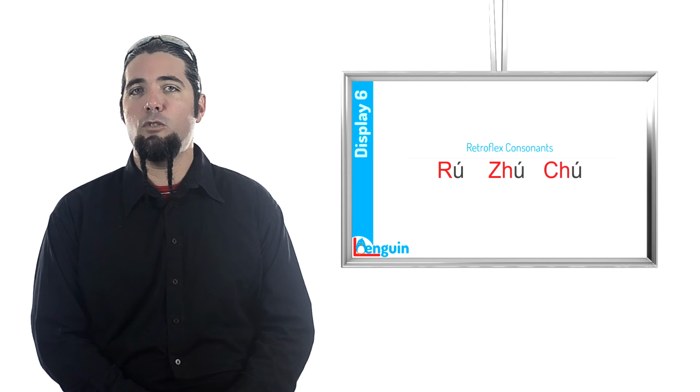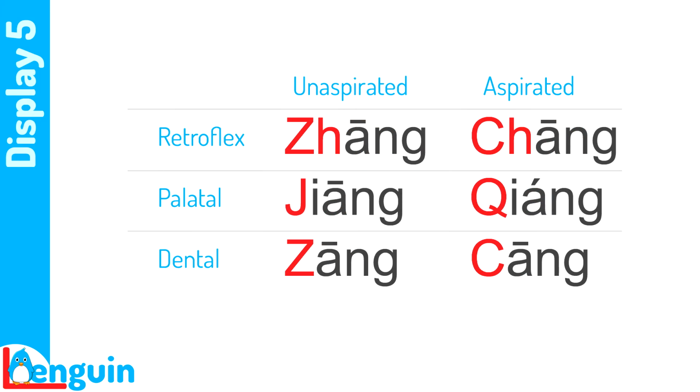Now let's go back to our pairs of affricates. Repeat the first row names after the speaker. Zhang, Chang. Now let's compare these names in the first row with the names in the second row. Listen to the speaker read down the first two names in each column.